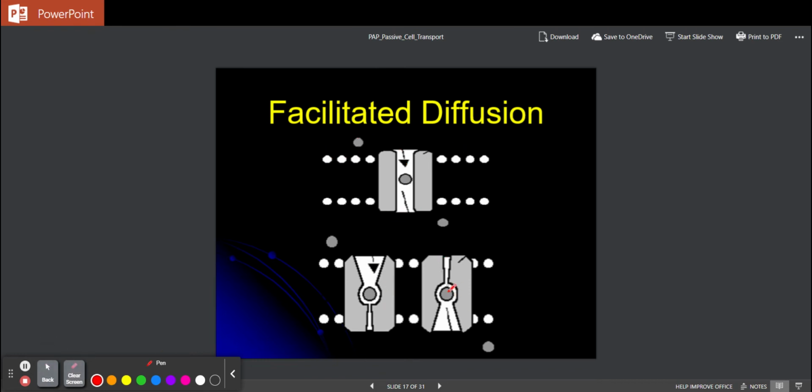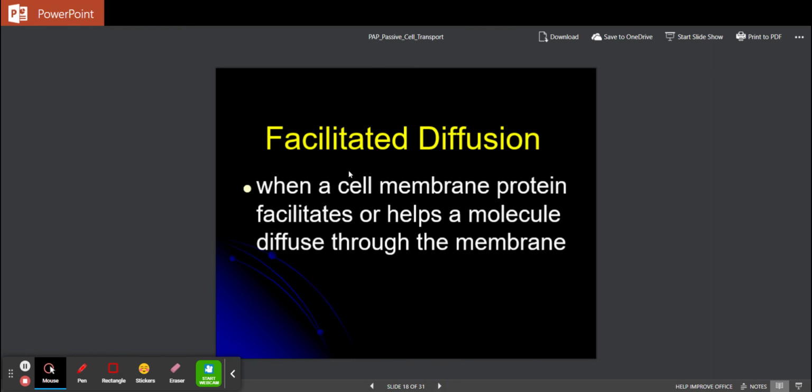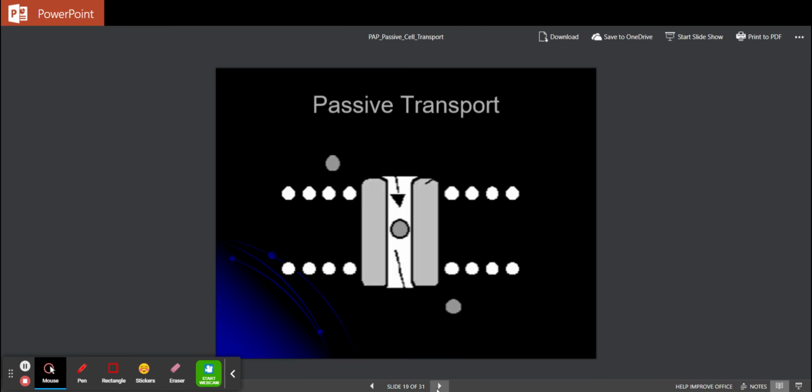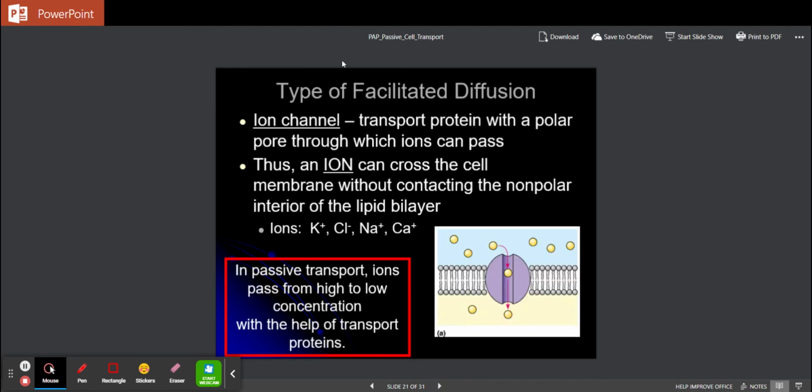Here are some examples. This is kind of a cool thing. So it's like a corridor. Something will go here, then it'll spin around and it can leave through here and nothing can enter. So it's kind of like those cool doors you sometimes see. Right. Facilitated diffusion is when a cell membrane protein facilitates or helps a molecule diffuse through the membrane. This is how it looks in passive transport. All right. That's how the other thing looks.